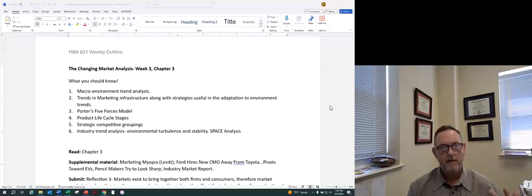The text provides some tools to analyze the turbulence or stability of an industry, which is very helpful. It also highlights something called space analysis, and that's something that I do a deeper dive into, and also provide you with an Excel sheet where you can plug in numbers and identify strategies that you would employ based on the conditions that you inputted in the Excel sheet. So there's a tool available for you that's helpful, corresponding with your text topics as well.